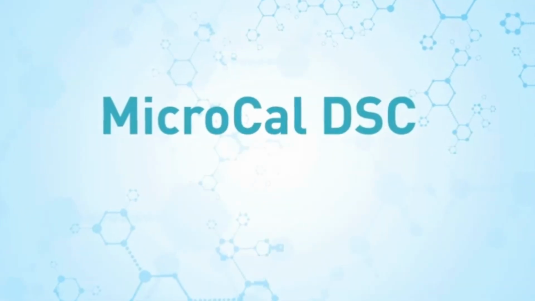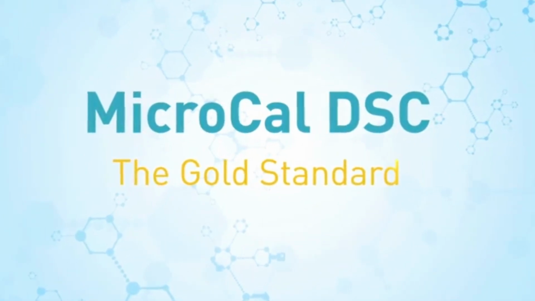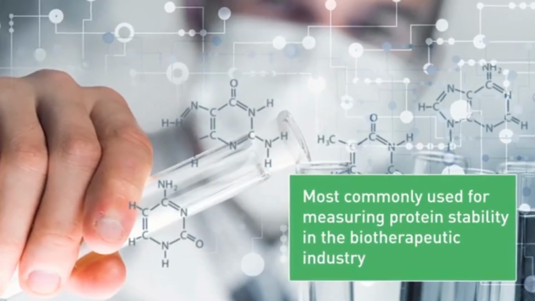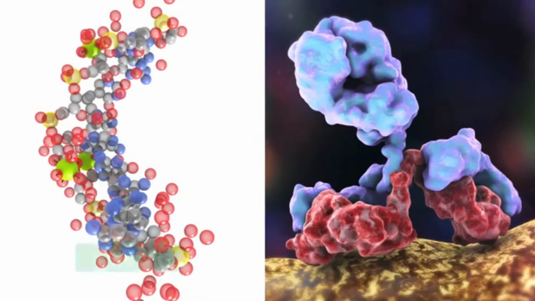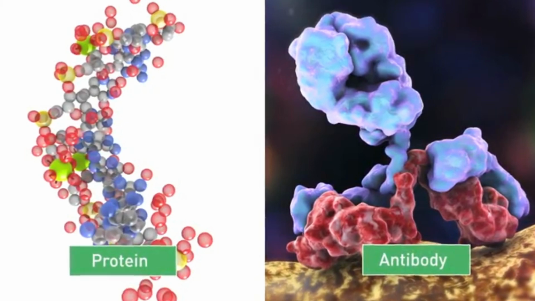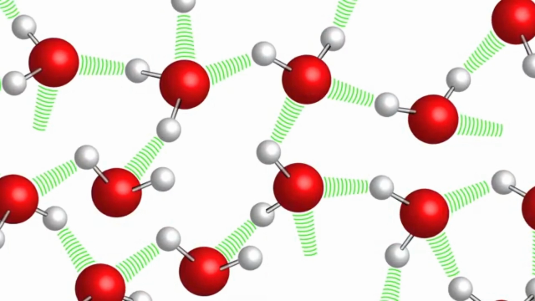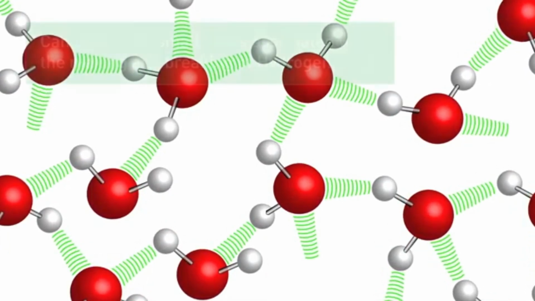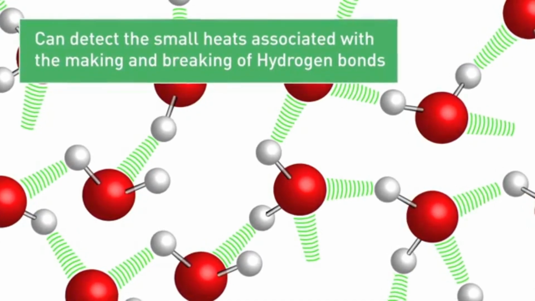DSC is often referred to as the gold standard technique for measuring the thermal stability of biological macromolecules. Most commonly, it is used for measuring protein stability in the biotherapeutic industry. Most biologics are proteins or protein derivatives, such as antibodies or antibody-drug conjugates, or ADCs. DSC's ability to measure the thermal stability of all protein and protein derivatives is because the instrument can detect the small heats associated with the making and breaking of hydrogen bonds.